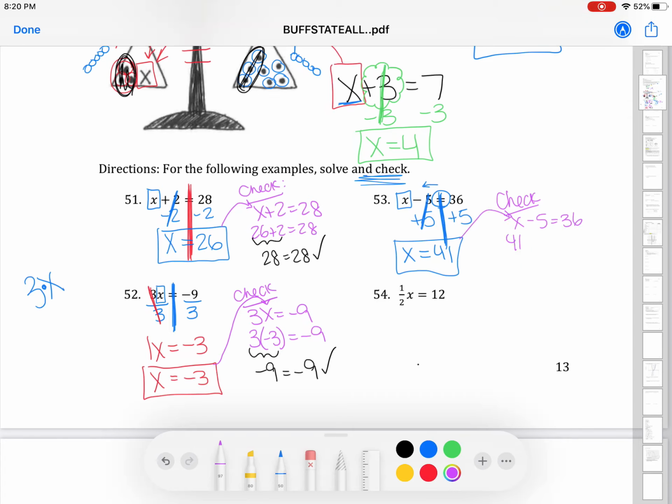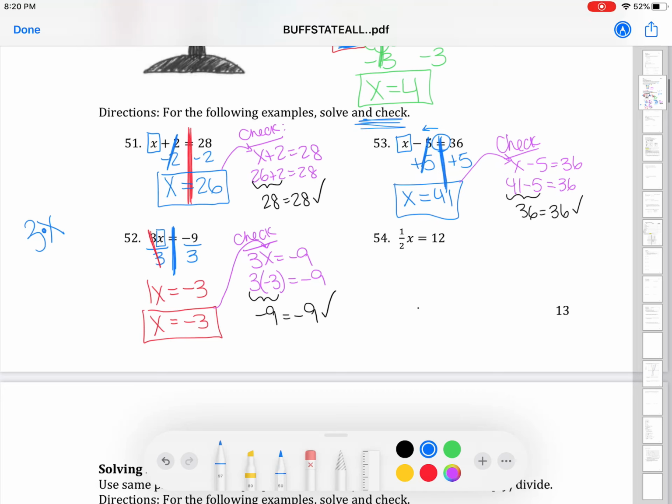Okay, a quick check of that. I'm just going to rewrite the problem. You can even do checks in your head if you want, but you would just be plugging that 41 in, minus 5 will get you 36, and that's absolutely correct. 36 equals 36, and we have done it correctly.